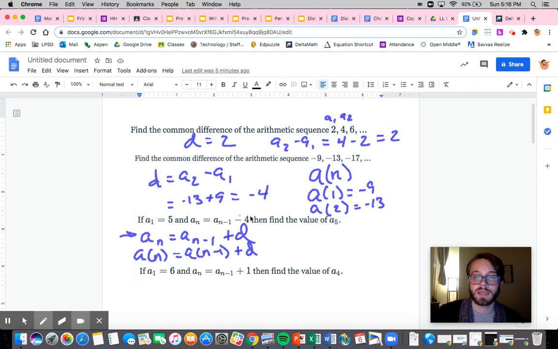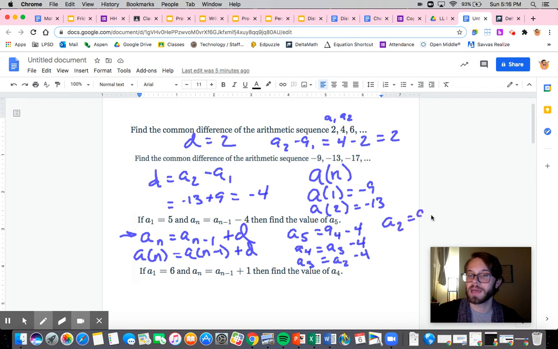So if I want to find the 5th term, A5, what am I going to do? To find A5, I just need A4 minus 4. That's simple enough, but I don't have A4, so I'm going to find A4. I need A3 minus 4. That's great, but I don't have A3, so I'm going to find A3. A3 is equal to A2 minus 4. That, once again, is all well and good, but I don't have A2, so now I have to find A2. A2 is just equal to A1 minus 4.